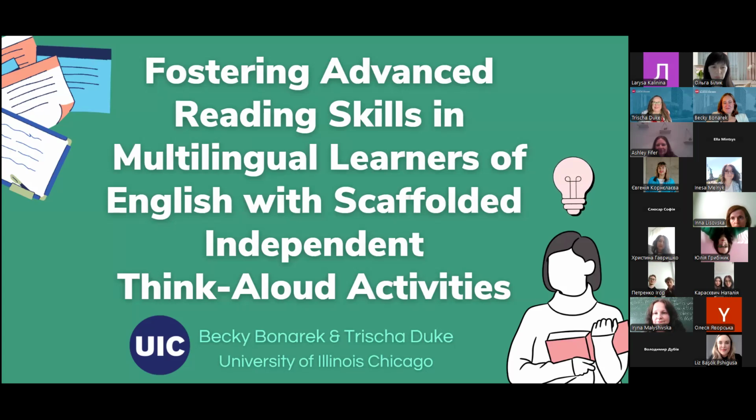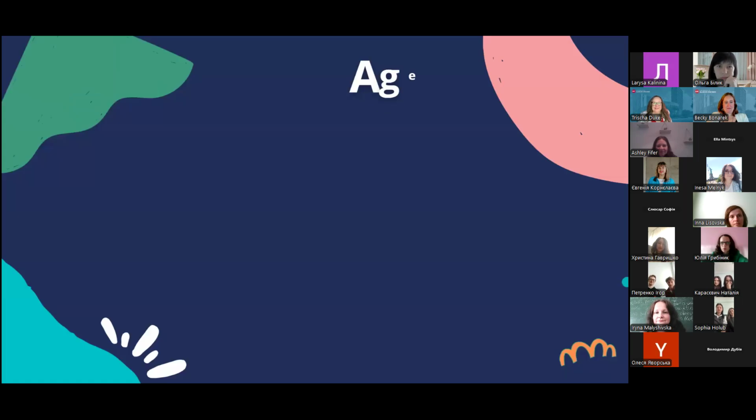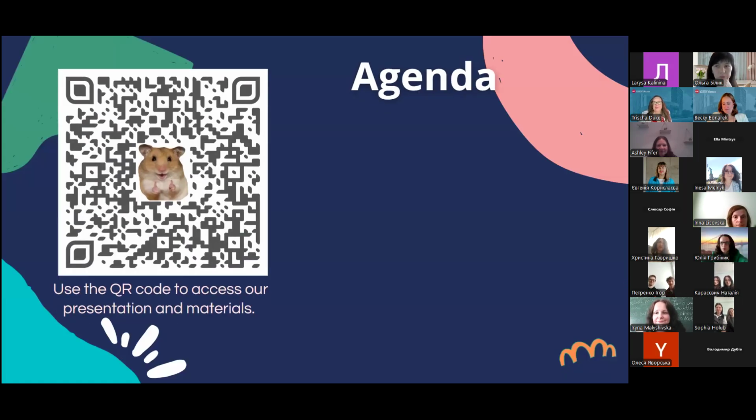Our teaching tip for today is on fostering advanced reading skills in multilingual learners of English with scaffolded, independent, think-aloud activities. You'll see this QR code both now and throughout our presentation. You can use it to access these presentation slides, our materials, and sample student Think Aloud videos.